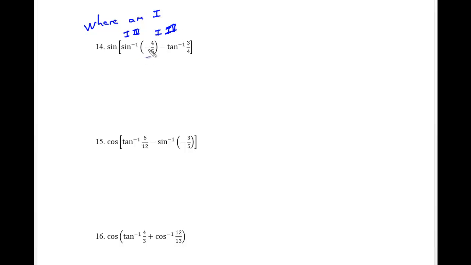So we ask ourselves, where are we at? This here is a negative 4/5, and since my choices are first and fourth, I definitely have to be in the fourth quadrant. So I'm going to consider this as my alpha and this as my beta. My alpha triangle in the fourth quadrant, here's my alpha, is going to be negative 4/5. Sine is opposite over hypotenuse, so here's my negative 4 and here's my 5, which makes sense since my y value is negative. Now I'm going to take a look at my tangent, which is positive.